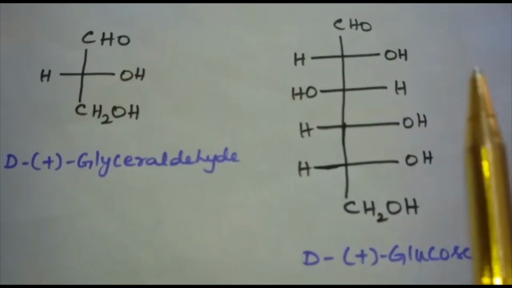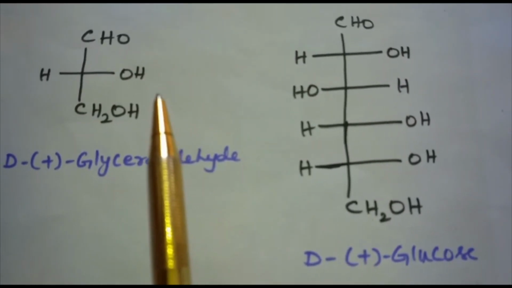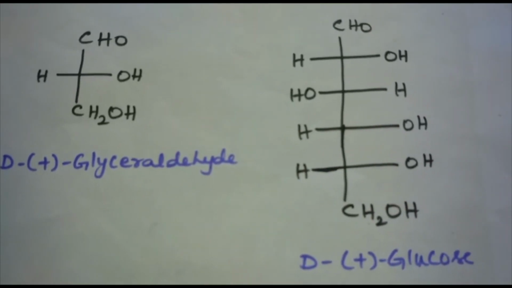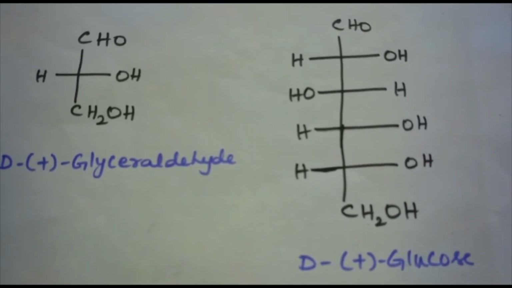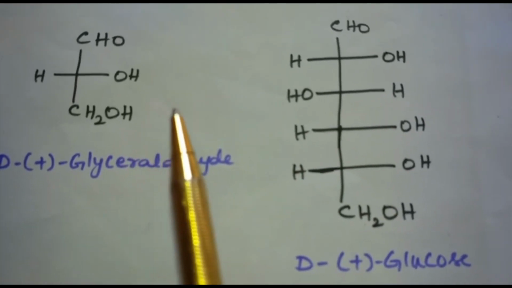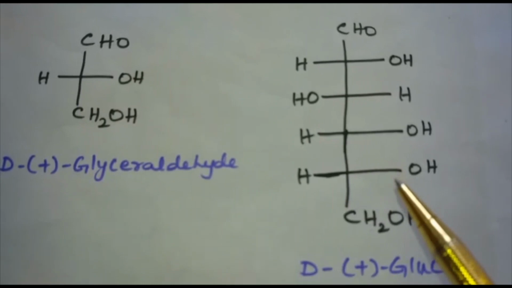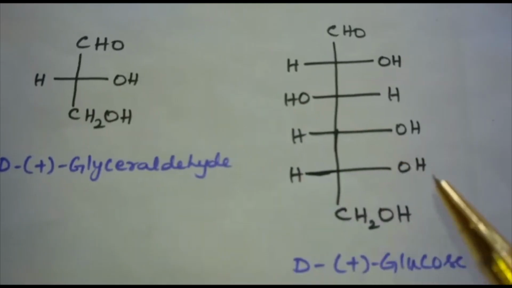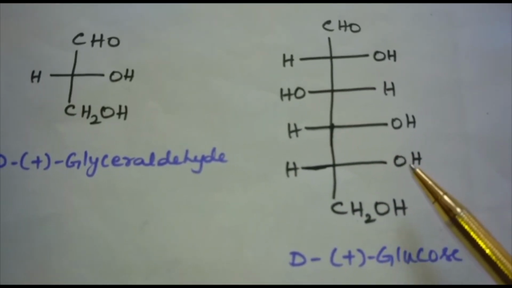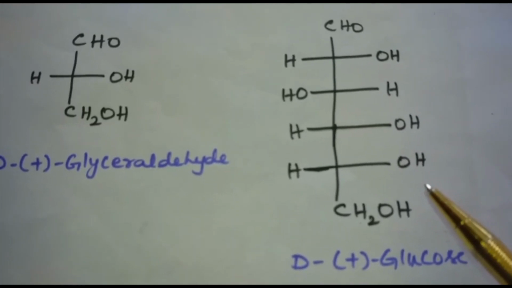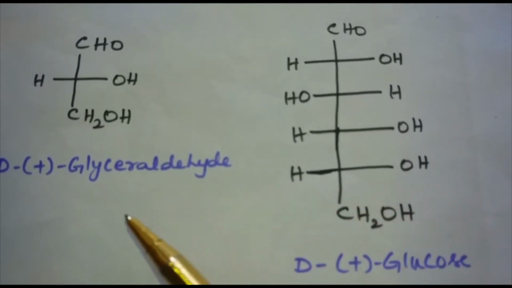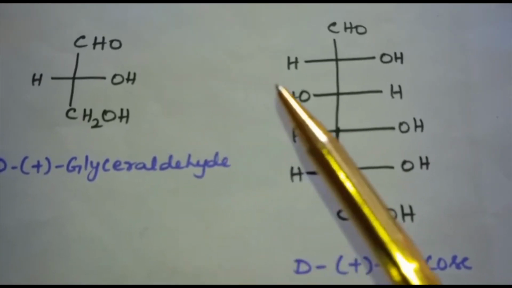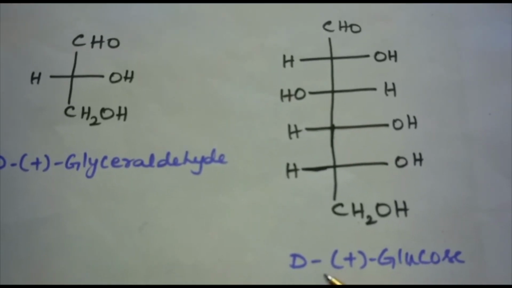All the compounds which can be chemically correlated to the plus isomer of glyceraldehyde are said to have D configuration, whereas those which can be correlated to the minus isomer of glyceraldehyde are said to have L configuration. For assigning the configuration of a monosaccharide, it is the lowest asymmetric carbon atom which is compared, as in plus glucose. The OH on the lowest asymmetric carbon atom is on the right hand side, which is comparable with that of plus glyceraldehyde. So it is assigned D configuration.